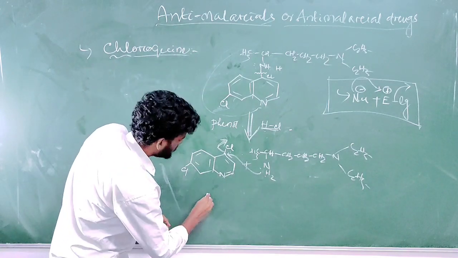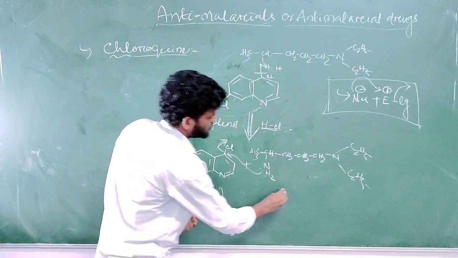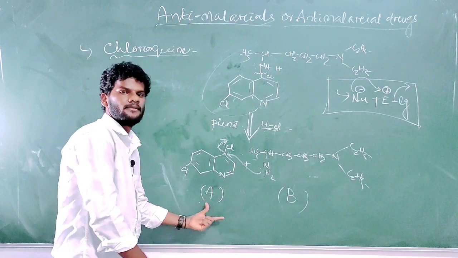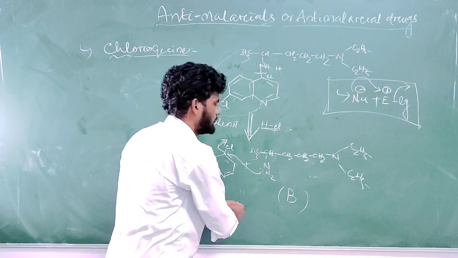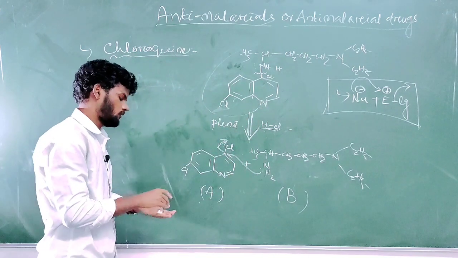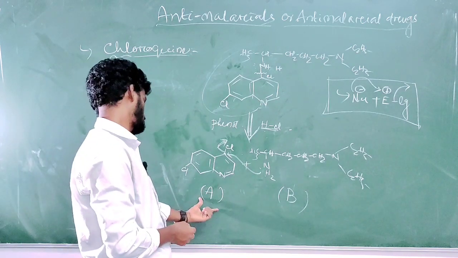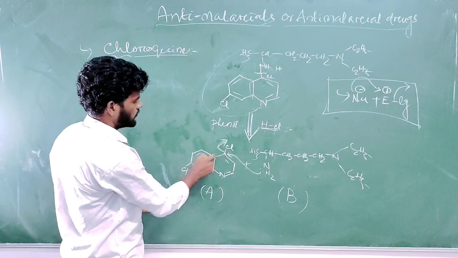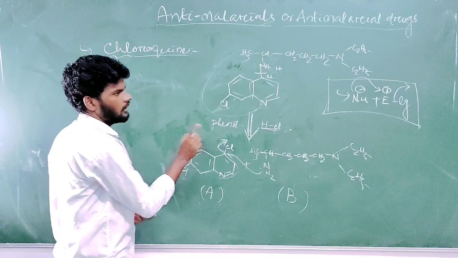So now we have to synthesize structure A and structure B. First we have to synthesize A, then B, then add the two individual molecules to synthesize our desired chloroquine compound. Then how do we synthesize A? What is the name of compound A? Numbering 1 2 3 4 5 6 7, it is 4,7-dichloroquinoline. I have explained the numbering before.